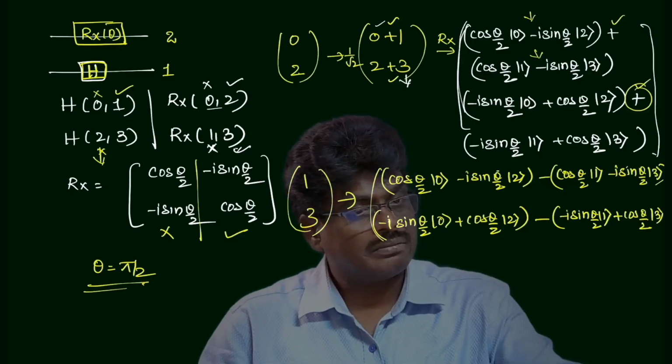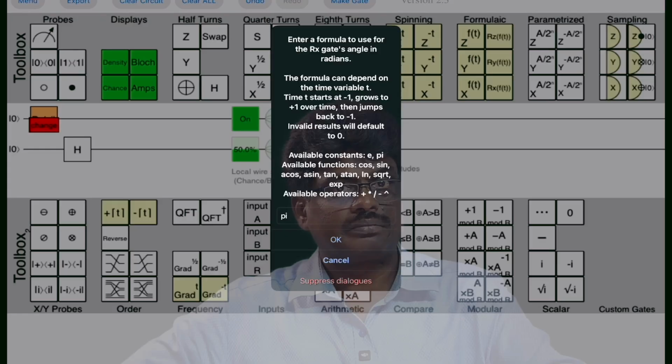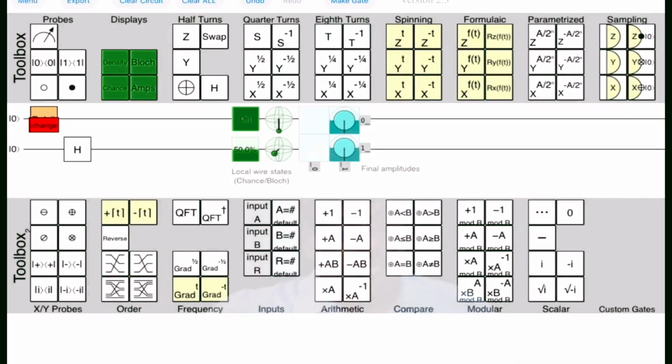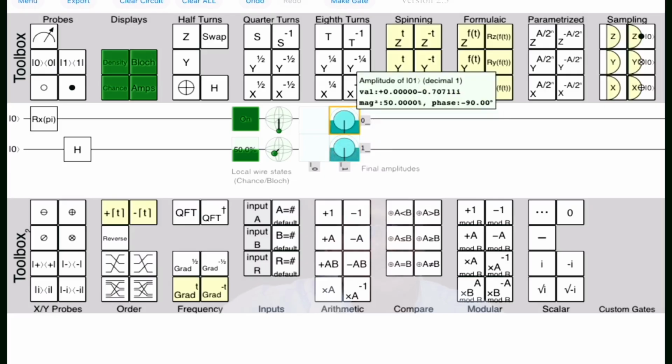One minute. I'm sorry, here I have taken pi. Okay, so if I take theta as pi, then we get only two states. One is 3 with the phase minus 90, and another one here, it is 0 1, means 1 0 2 with the phase difference minus 90. Now let us check.